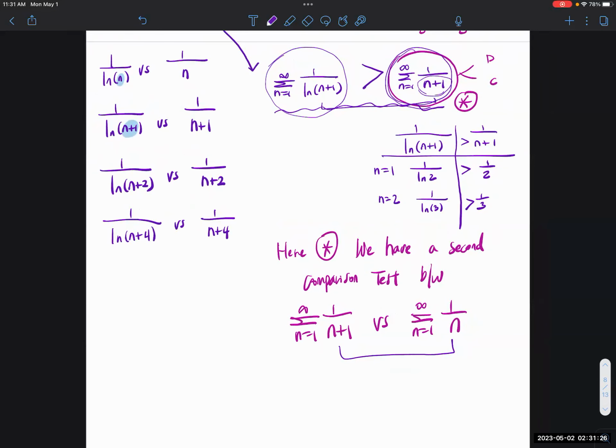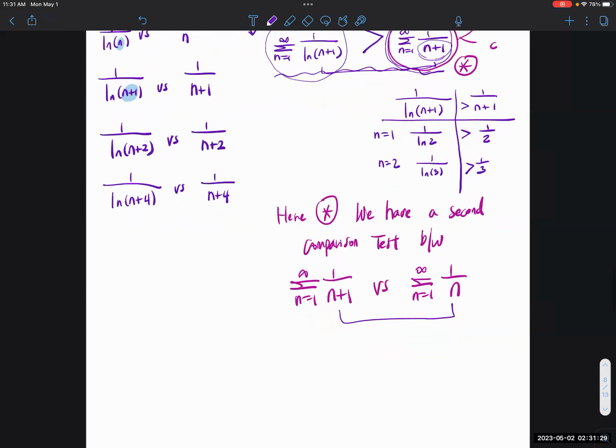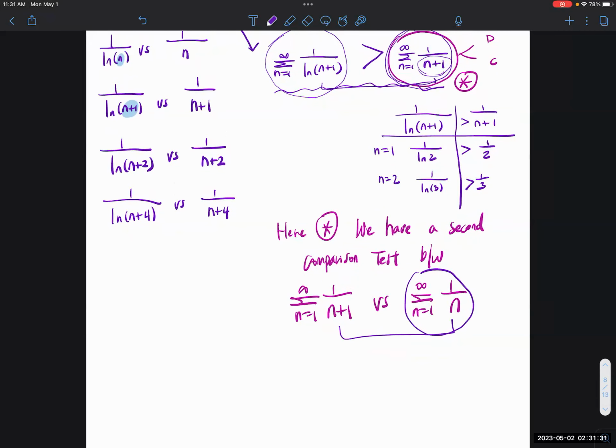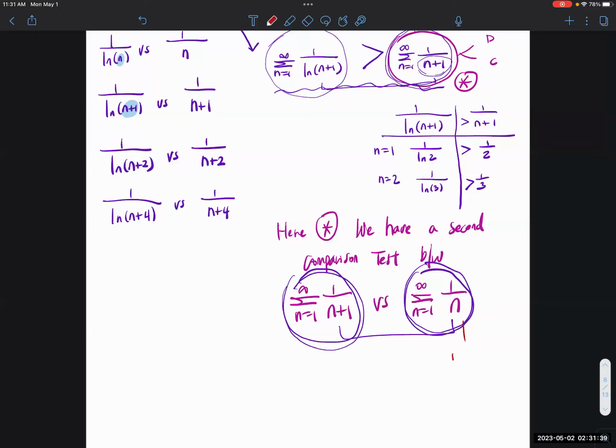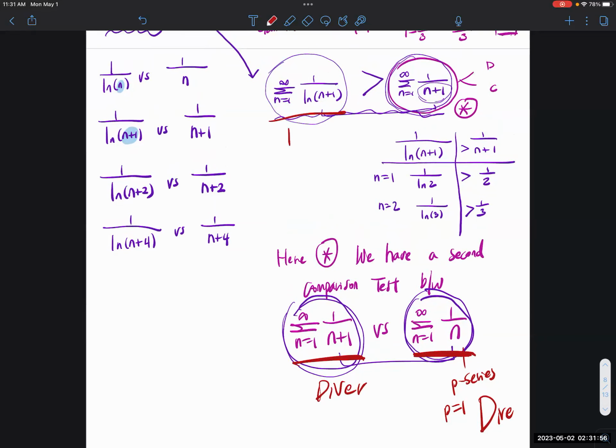So you're going to prove this. Now, if it is divergence, this is a divergence. If it is a convergence, this is a convergence. So what I found out here, finally, I can use the p-series test. With p equal to 1, this is going to be divergence. Therefore, this is a divergence.